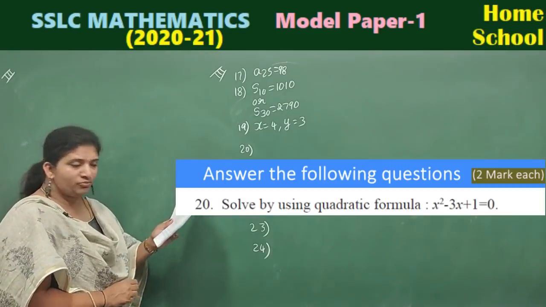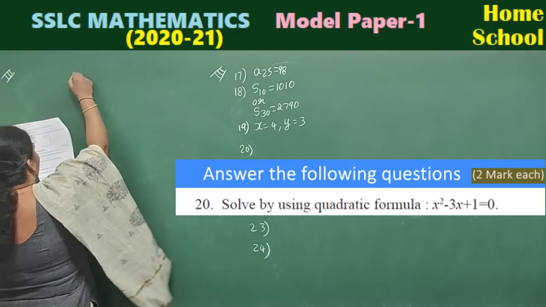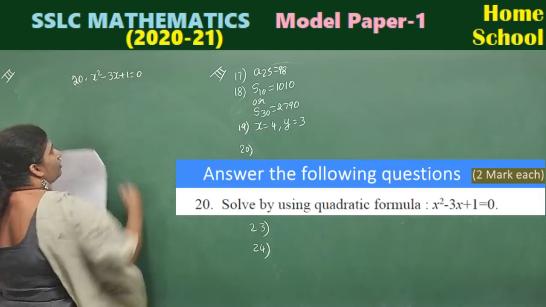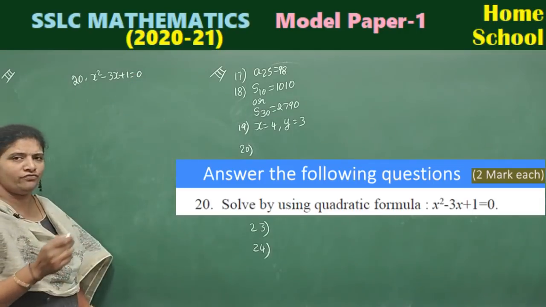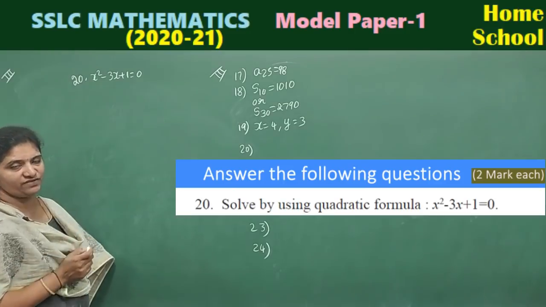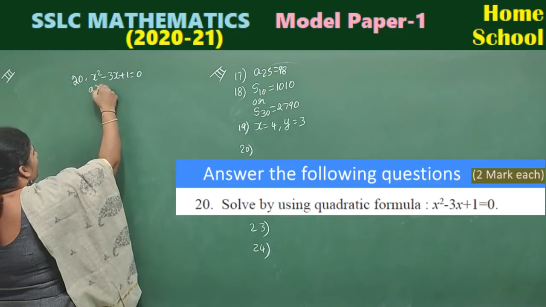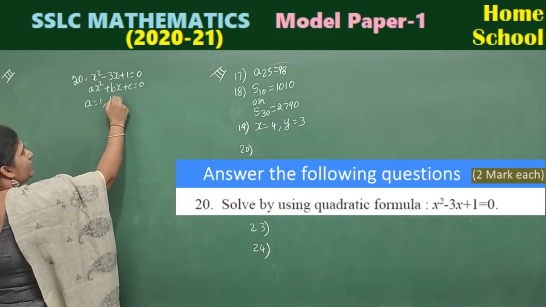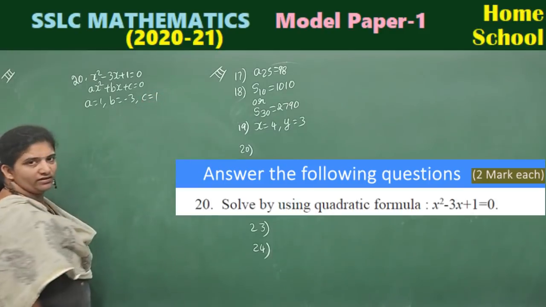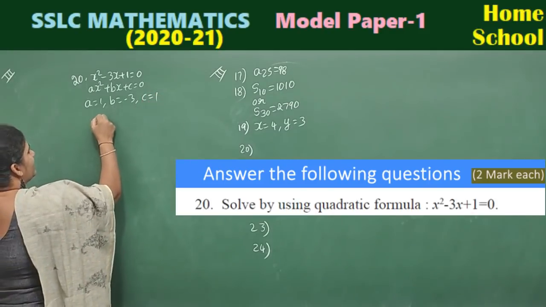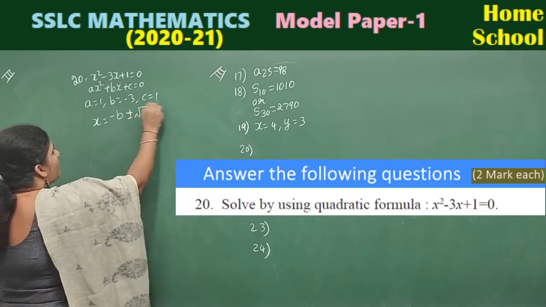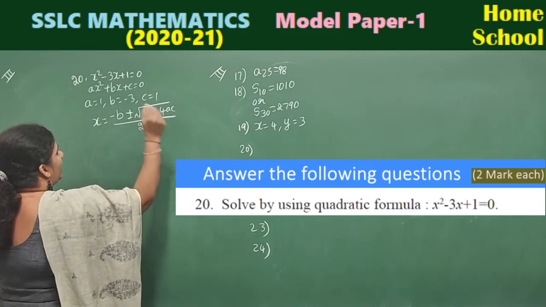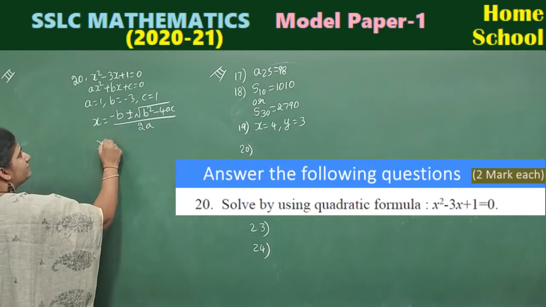Yes. 20th problem. Solve by using the quadratic formula: x square minus 3x plus 1 equal to 0. Before writing the formula, you need to compare the equation with the standard form ax square plus bx plus c equal to 0, where a is equal to 1, b is equal to minus 3, c is equal to 1. Quadratic formula: x is equal to minus b plus or minus root b square minus 4ac by 2a. Substitute the values.